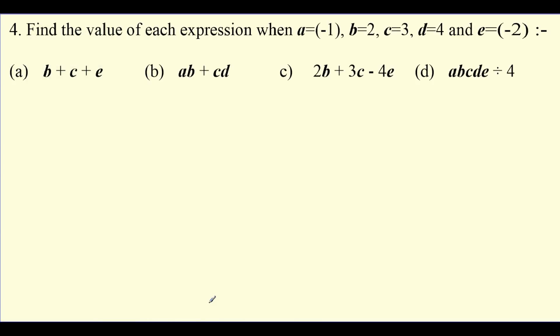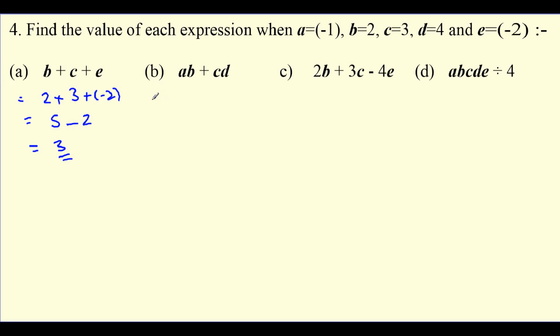Okay, question number 4 is an activity in substitution where we're going to replace the letters with the values listed at the top. Tackling question 4a first, we've got b plus c plus e. b is the value 2, c is the value 3, and e has the value minus 2, or negative 2. So 2 plus 3 would give us 5. Adding a minus 2 is the same as taking away 2, so that's going to give us 3.